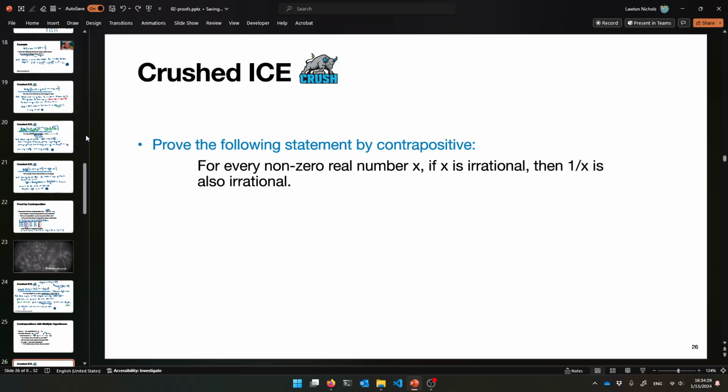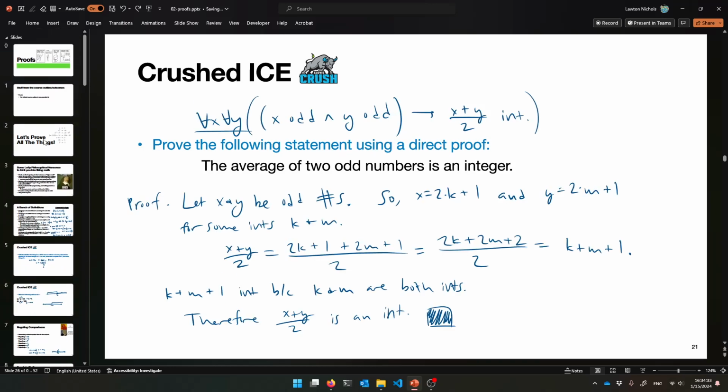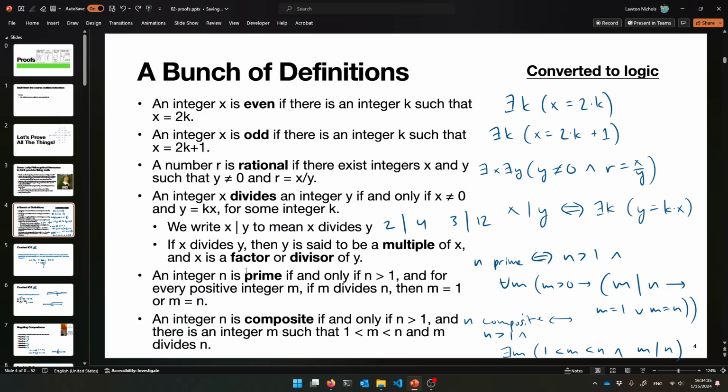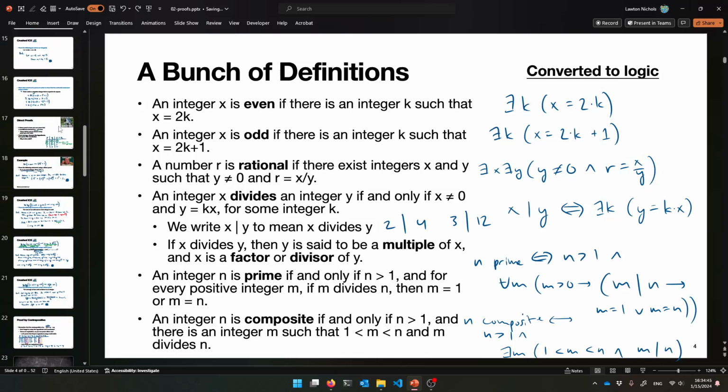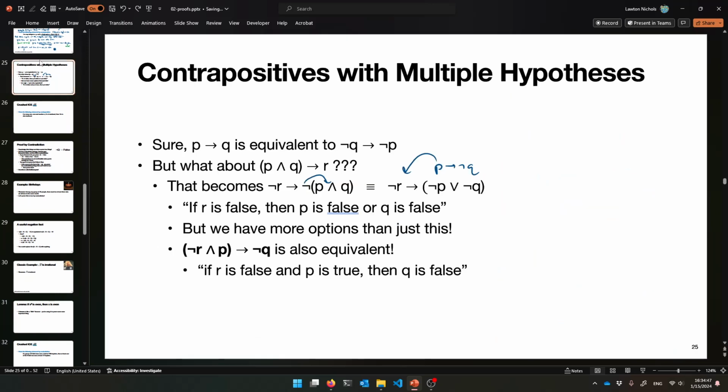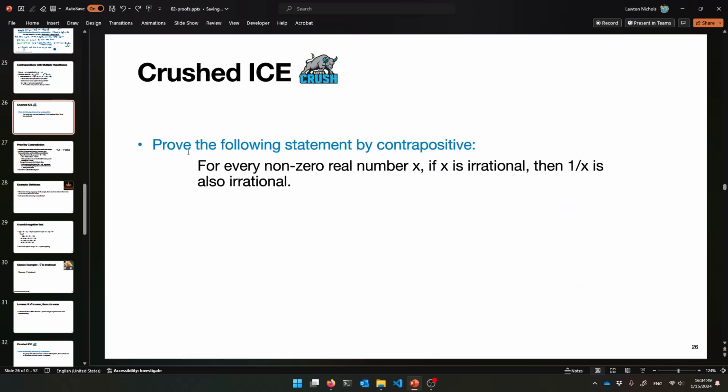So that's why we want to do the contrapositive and switch it up. A rational number is one that's the ratio of two other numbers. So it looks like it's some integer over an integer, okay? That's what it means to be a rational number.